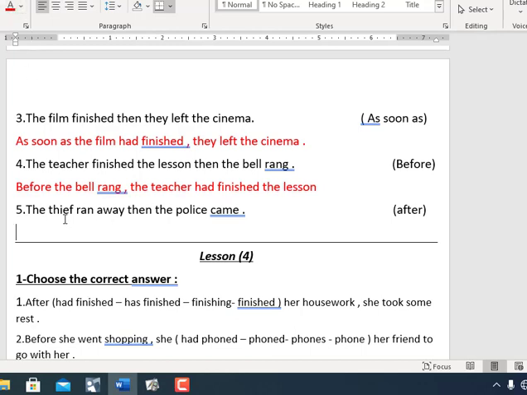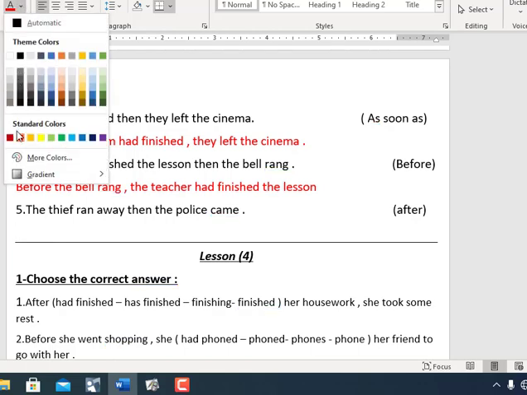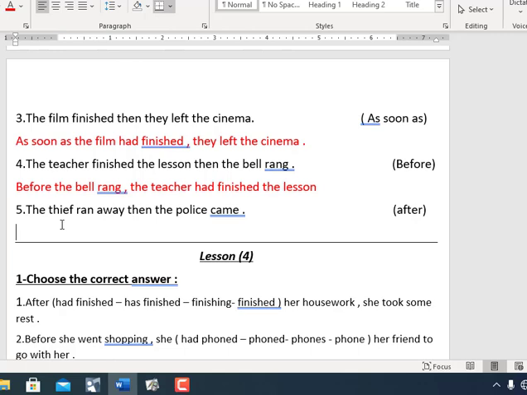Okay, let's go to the last rewrite sentence. The thief ran away, then the police came. What happened first? What happened first is that the thief ran away, and after that the police came. And he said to use after, but it's not in capital letters, so we will put it in the middle, and we're gonna start with the second action. So it will be the police came after the thief, the first action, had run away.